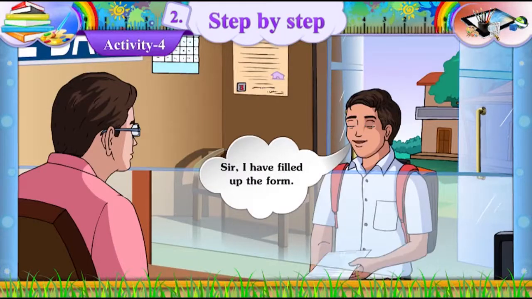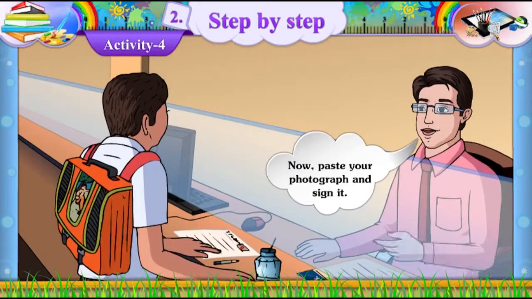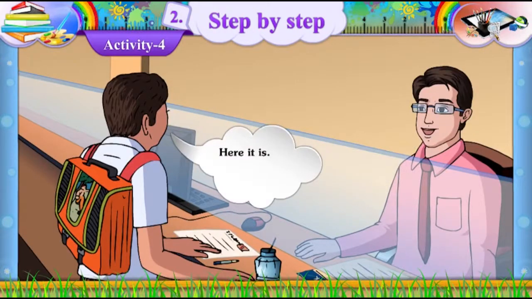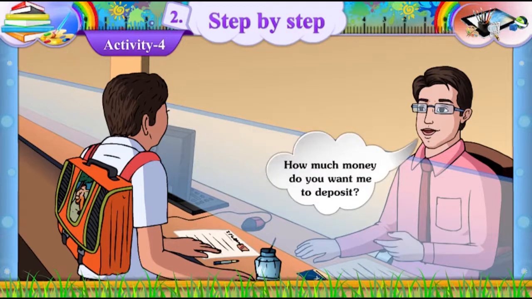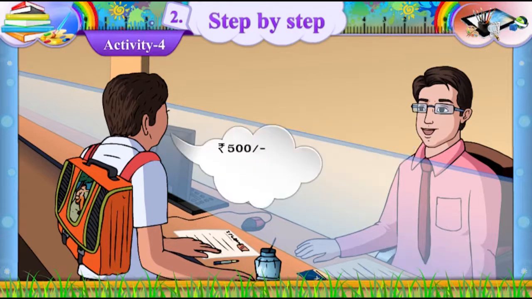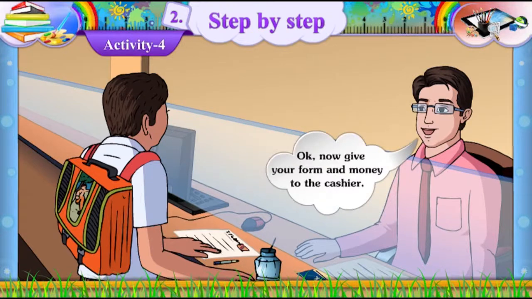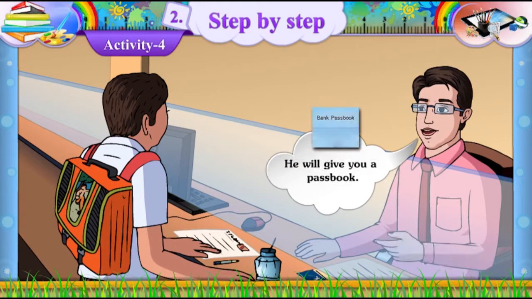Sir, I have filled up the form. Now, paste your photograph and sign it. Here it is. How much money do you want me to deposit? Rupees 500. Okay, now give your form and money to the cashier. He will give you a passbook.